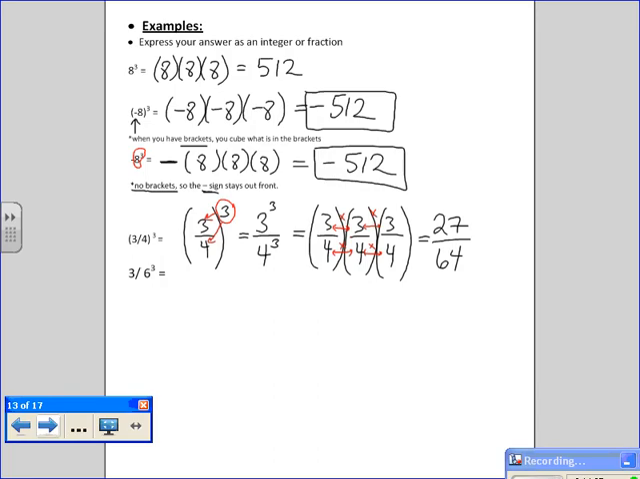Okay, and on your calculator you could have also said 3 cubed equals 27, 4 cubed equals 64. Okay. Let's do one more here. This question is a little different. It's 3 over 6 cubed. Okay, no brackets.